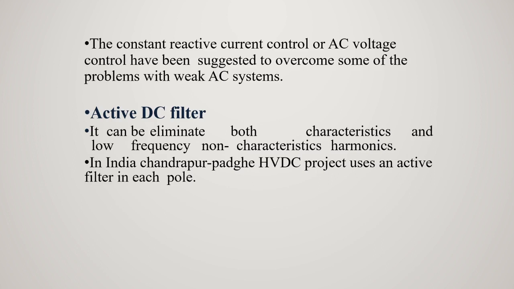In the 90s, a hybrid filter made up of an active filter that is based on voltage source converter in series with the passive filter has been developed to improve the filtering of harmonic currents flowing in the HVDC lines.